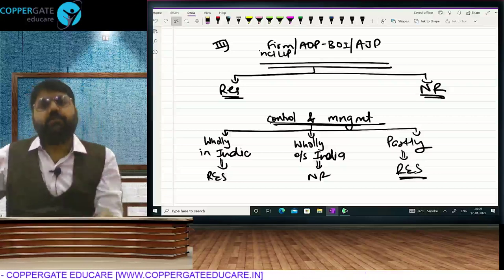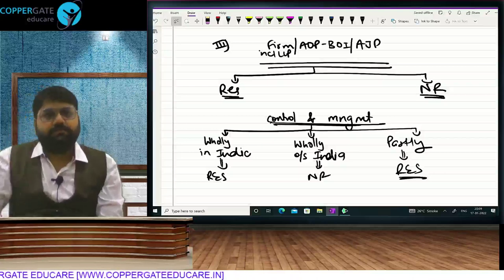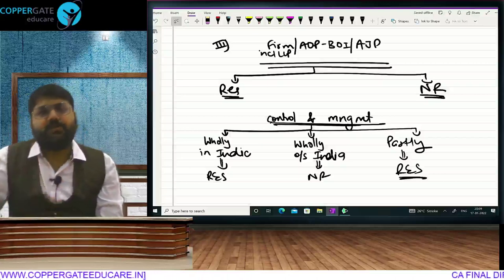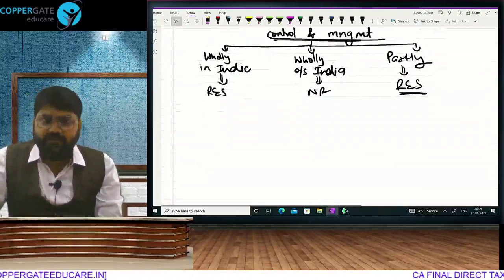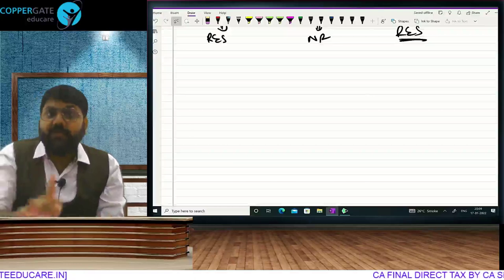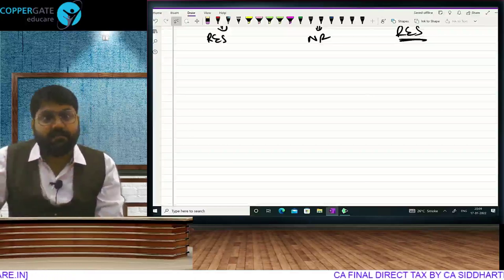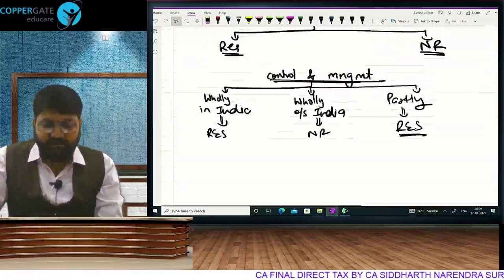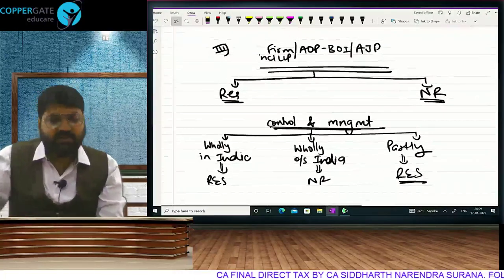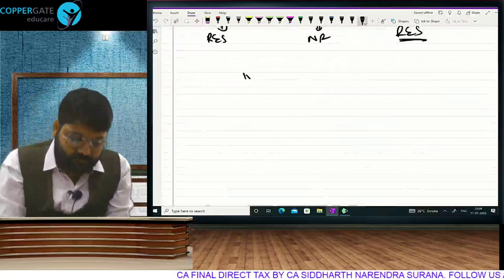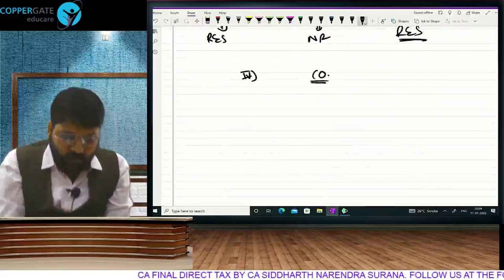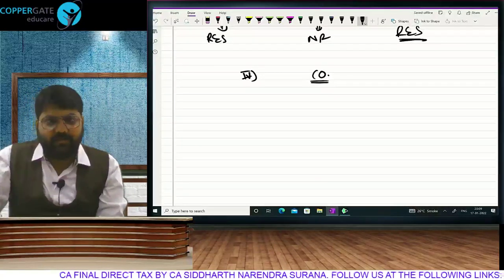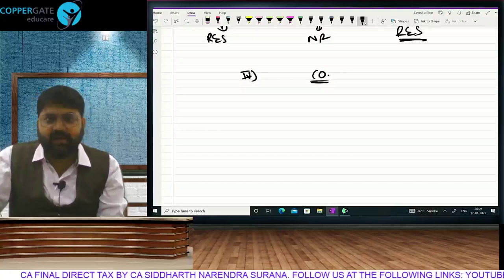And for HUF, there is going to be further classification into ROR and RNOR based on the status of the karta. Clear? Finished? Did I tell you individual will take time, the others will not take time? Live proof. We are left with only one assessee. Which is the only assessee left now? Because three we have merged here. And local authority, I told you already that it will always be resident. There is no discussion only. Only one assessee left, that is company. Correct?